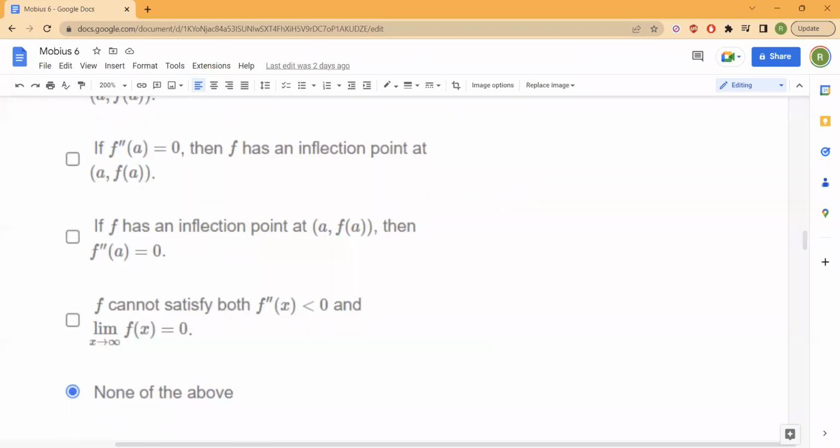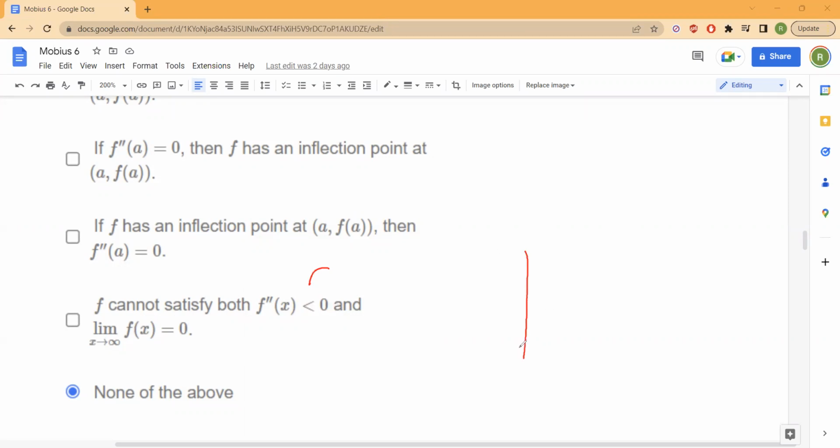f cannot satisfy both f double prime of x is smaller than 0 and the limit as x approaches infinity of f of x is equal to 0. It can satisfy both of these, because all this states is that you can't be concave up. So this means that you're concave downwards and that you are approaching 0 as x approaches infinity.